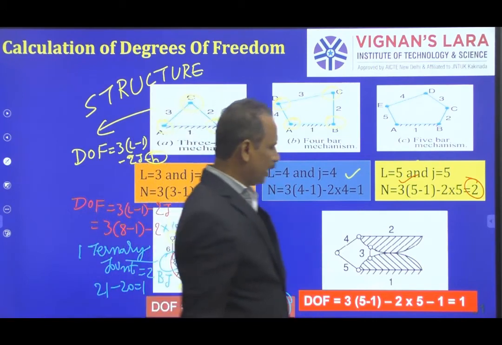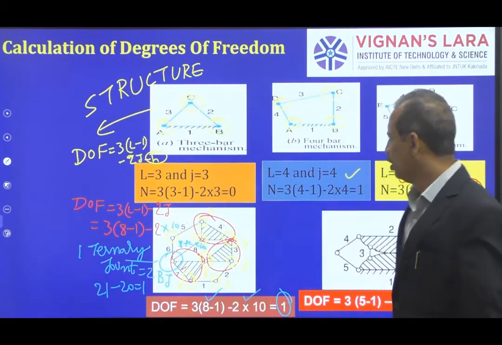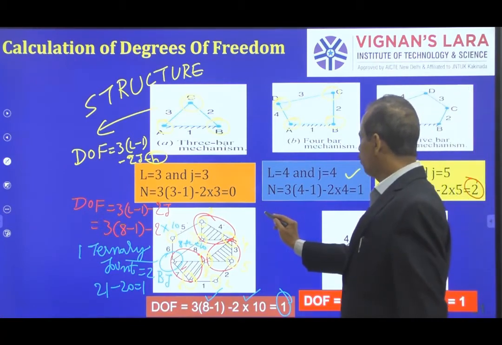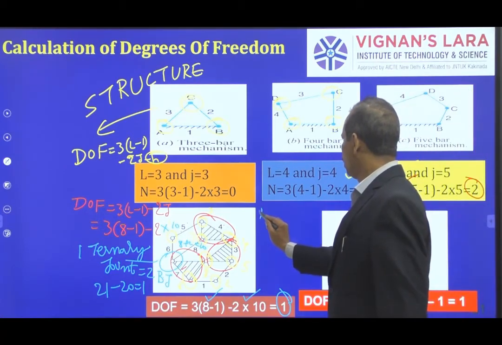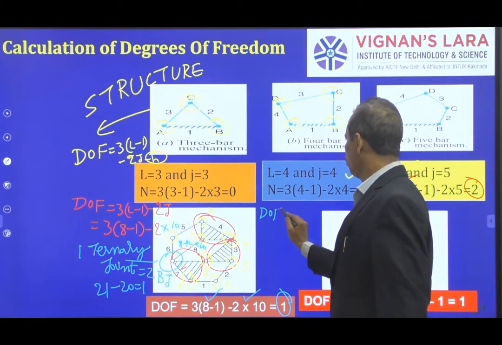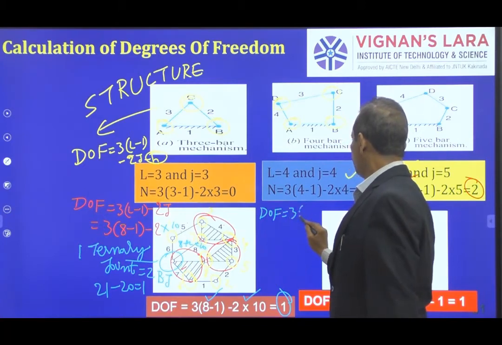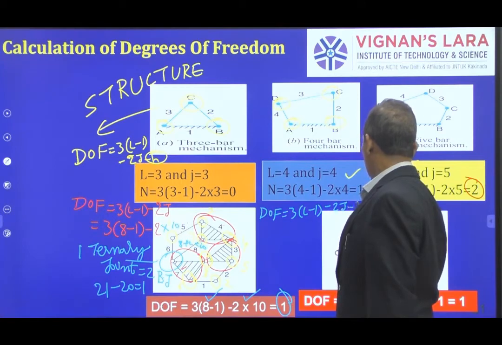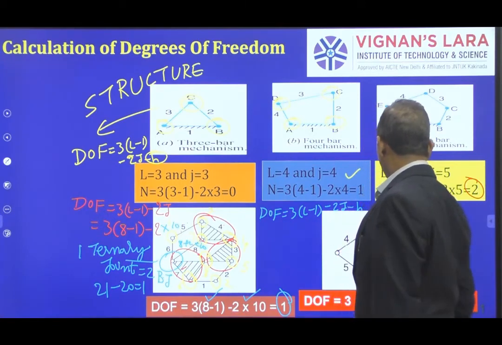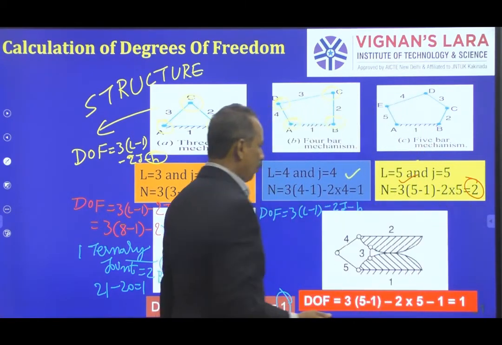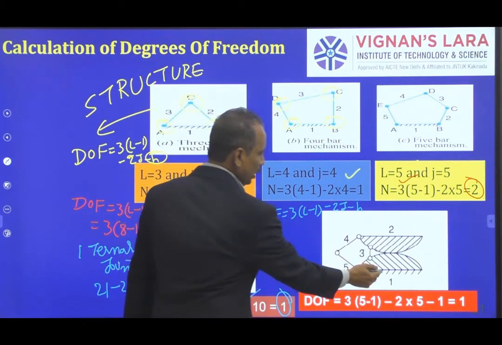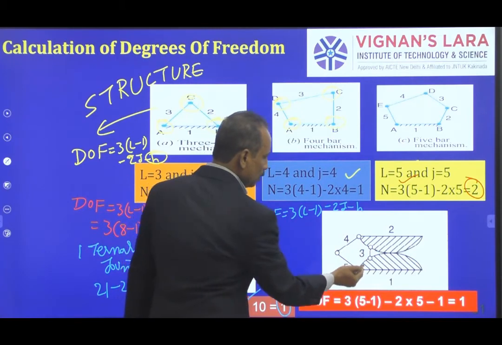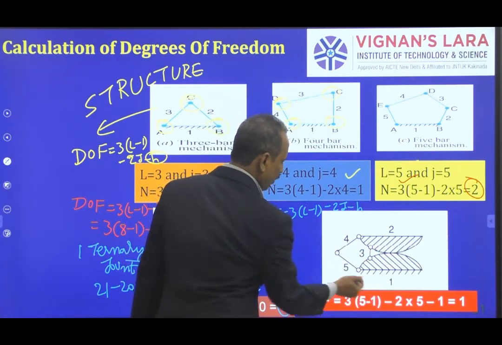Now look at the other example, a beautiful example, which consists of lower pairs and higher pairs. The equation holds good here also. Degrees of freedom is equal to 3 into L minus 1 minus 2J minus H. Look here, how many links are there? 1, 2, 3, 4, 5. 3 into 5 minus 1.